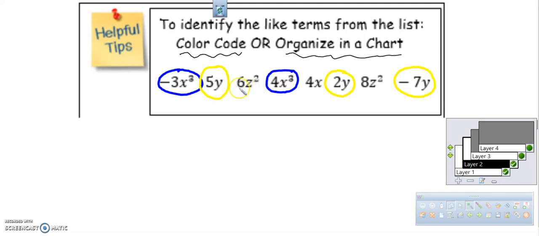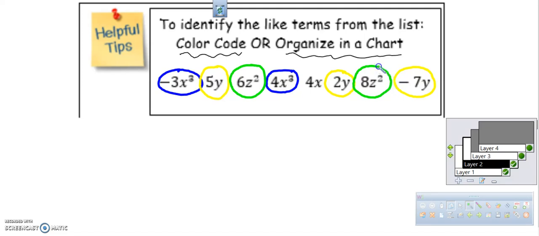The next term in my list is 6z squared. So I'm looking at the z to the second power. That would be what I am looking for to turn into my green color code here. So I circled that with green. I look at my next term that's available, 4x, not a like term. 8z squared, that is a like term.